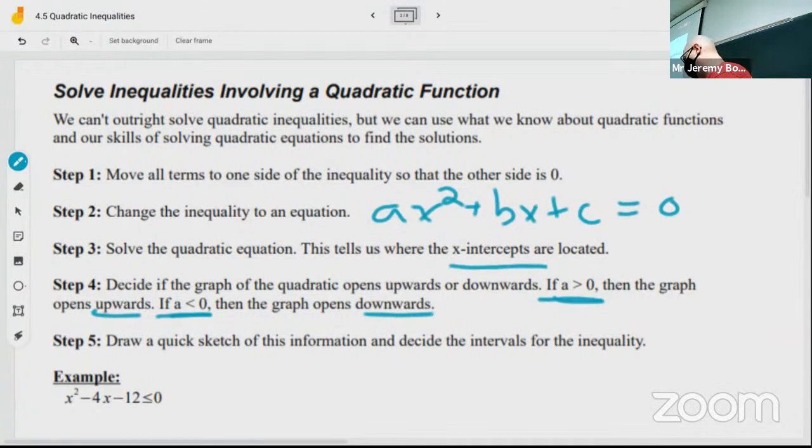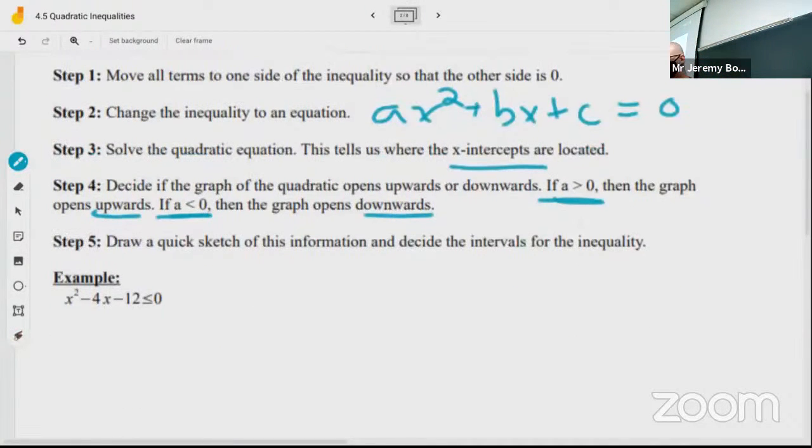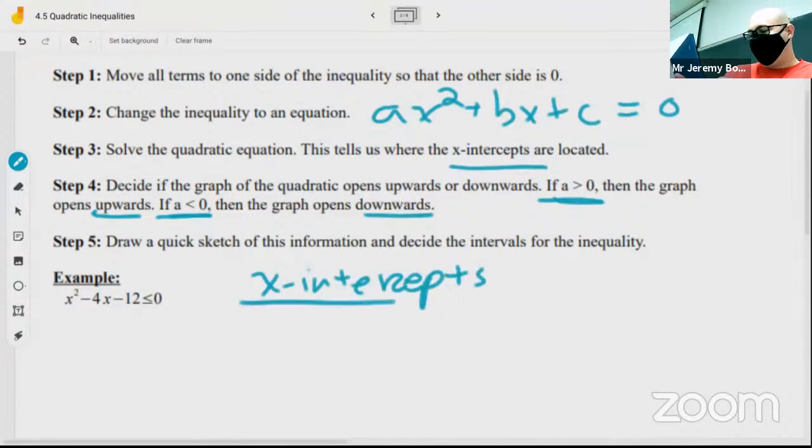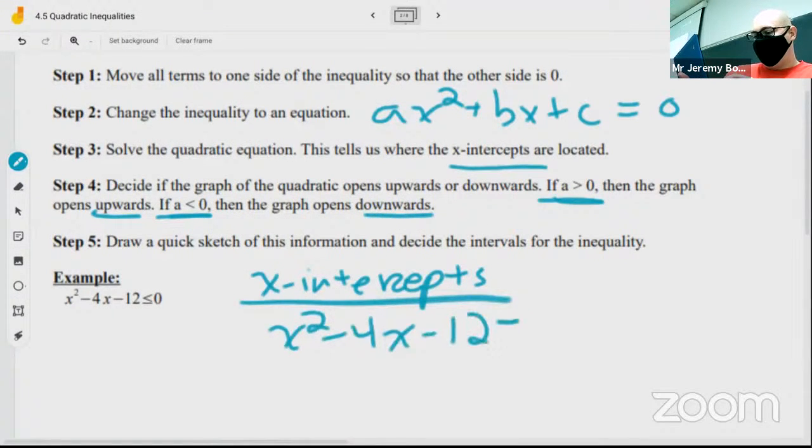Let's do an example. So we got x squared minus 4x minus 12 is less than or equal to 0. It's already got everything moved to one side, so one side is 0, so we're good to go there. But if the 12 was on the other side, subtract 12 from both sides. Once we have that, we're going to set it up as an equation. I want to find my x-intercepts. And so to find my x-intercepts, I'm going to say, well, x squared minus 4x minus 12 is equal to 0.